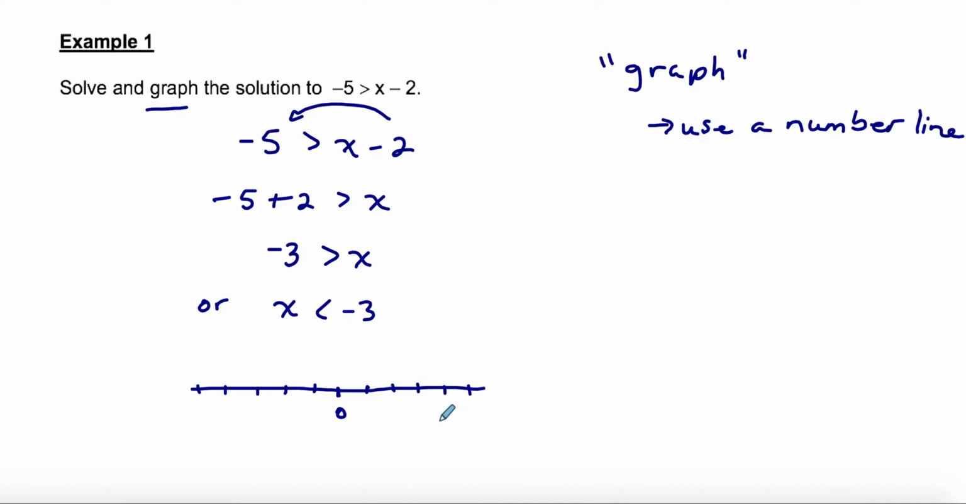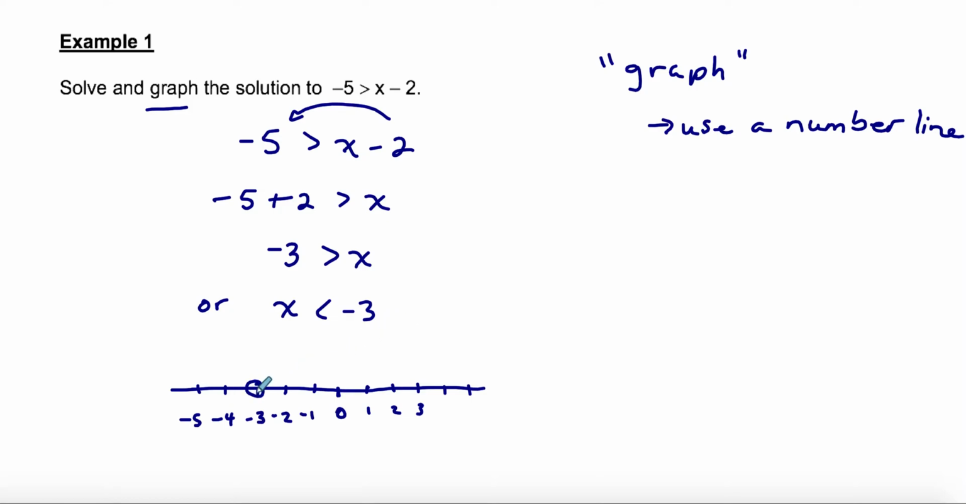I don't even think you need that many numbers. You can put a few on. I don't think I need it to go all the way up to 5. So think of this, x is less than -3. It's not equal to, it's not less than or equal to -3. It's just anything less than -3. So it does not include -3.